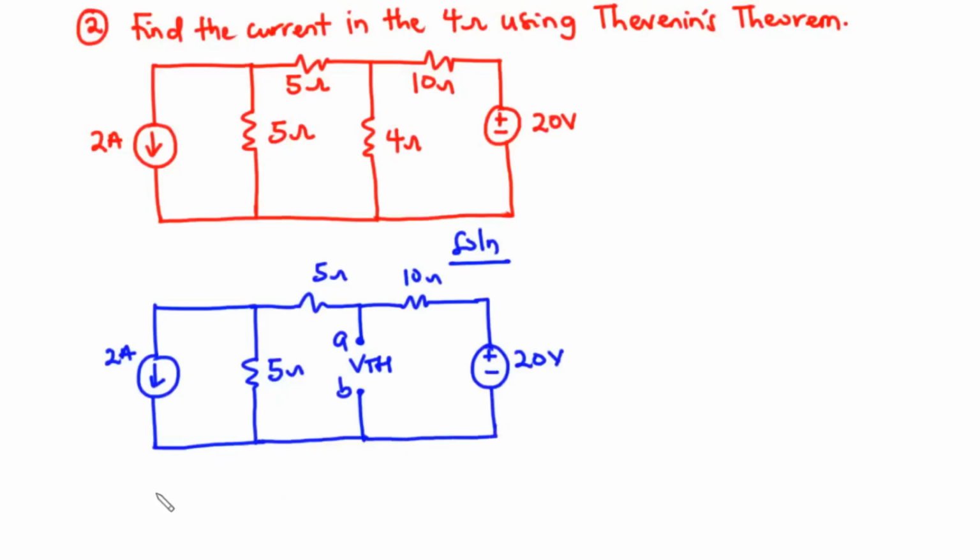So consider this loop now. For this loop we have an independent current source. What this independent current source is going to do is flow in the anticlockwise direction, circulating in this loop over and over. So we have the 2 amperes current flowing through the 5 ohm resistor in the anticlockwise direction.